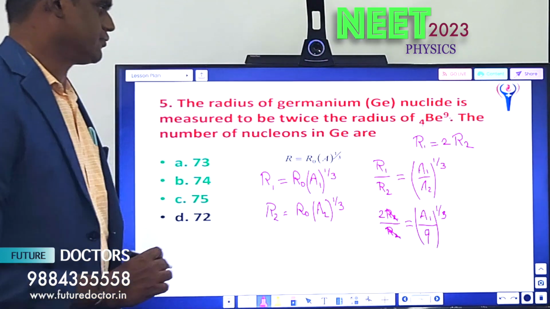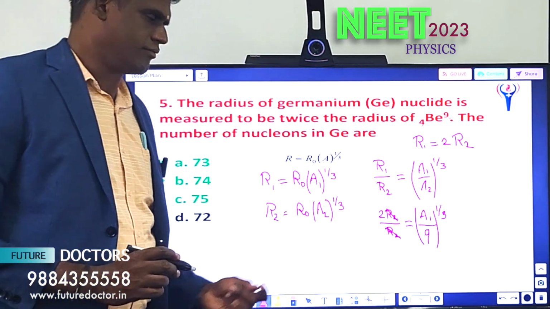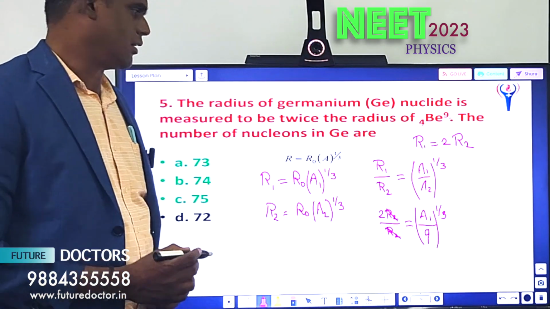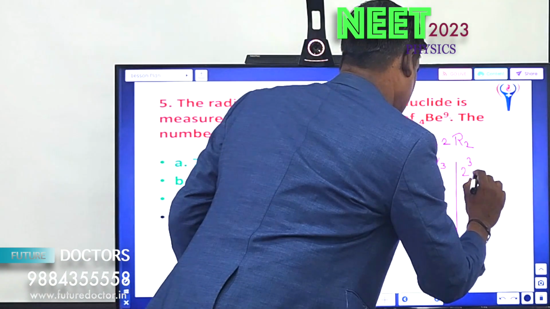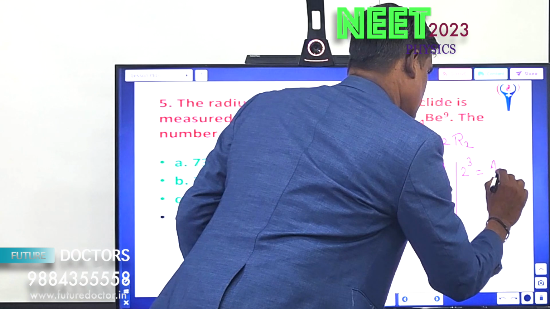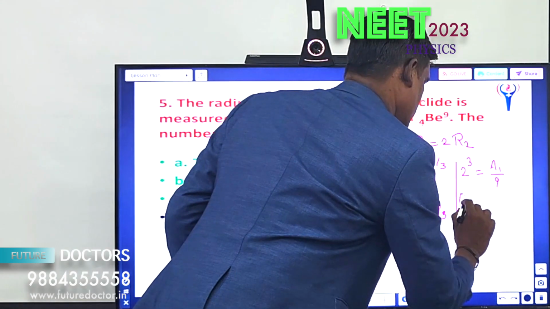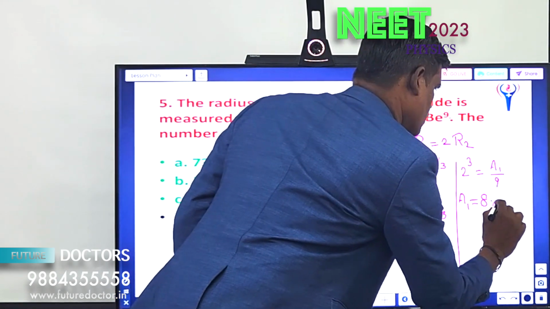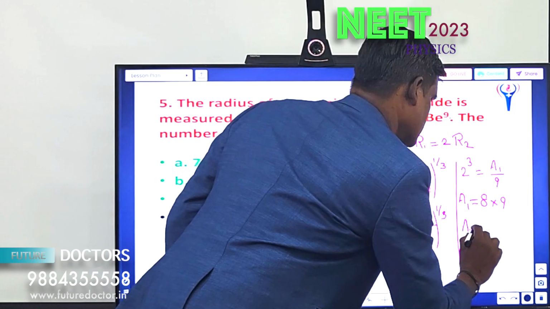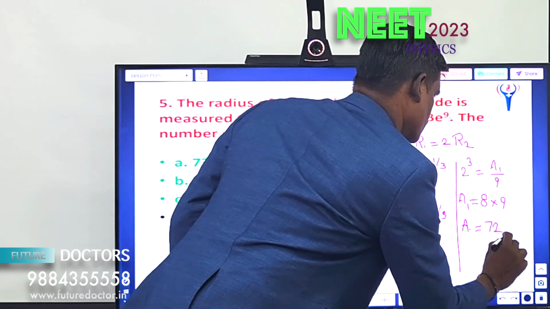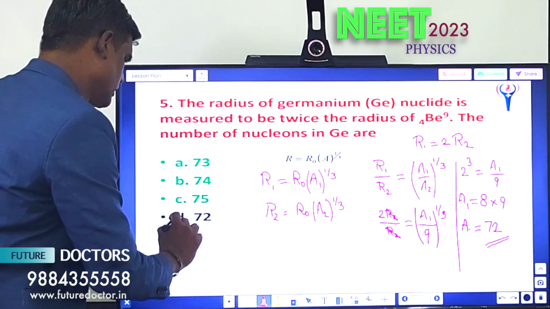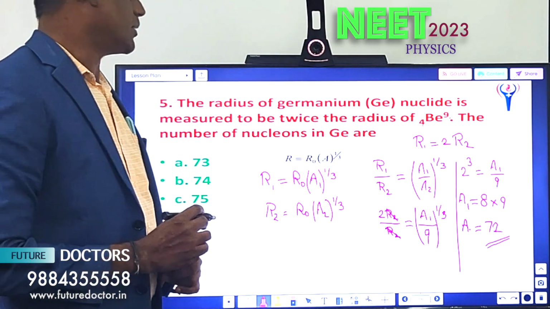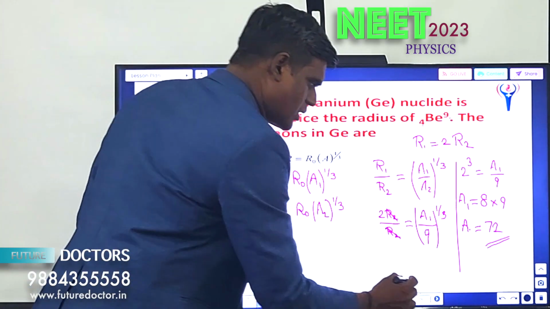R2 gets cancelled. Then power 1 by 3 comes to this side. What will you get? When 1 by 3 goes to that side, it becomes power 3. That is 2 power 3 equal to A1 by 9. Or A1 equal to 2 power 3, which is 8, into 9. 8 into 9 is 72. That is option D. Okay. So the number of nucleons for germanium is 72. Let's move to question number 6.